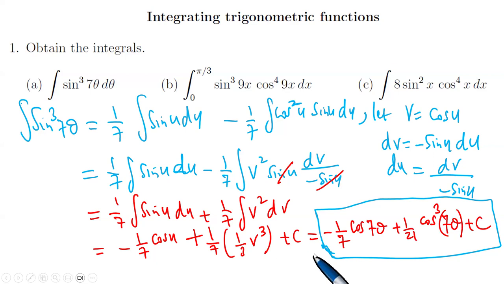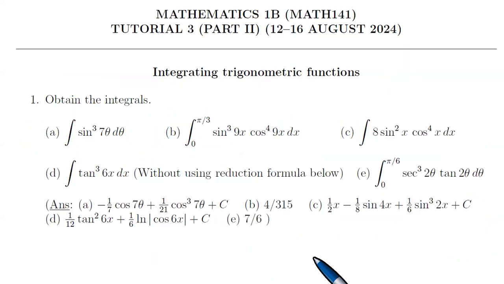Okay, now let's check. Minus 1 over 7 cosine theta, minus 1 over 7 cosine 7 theta plus 1 over 21 the cosine cubed plus c. Let's check. Yeah, it's exactly this one here. It's exactly the solution that was given.